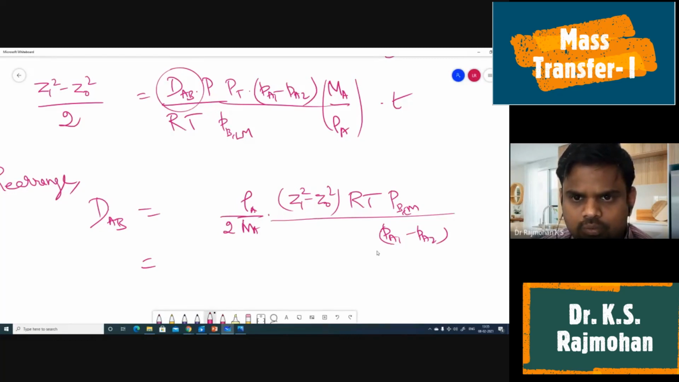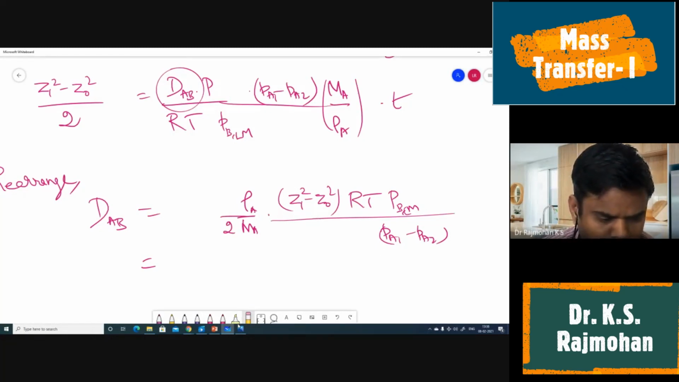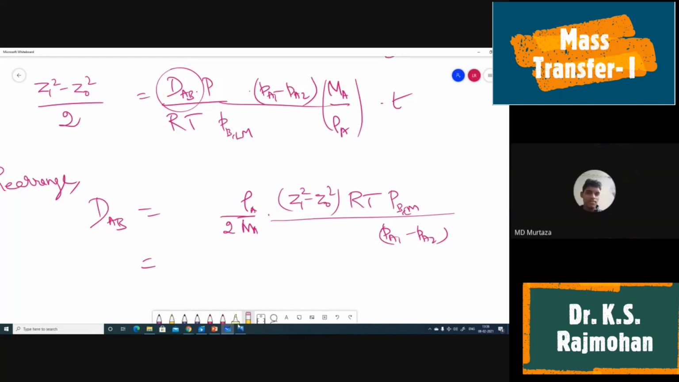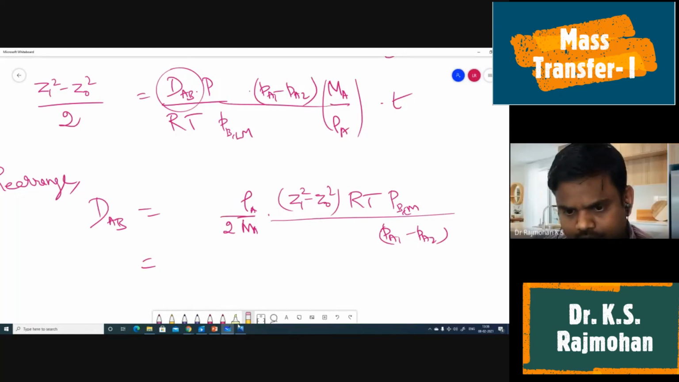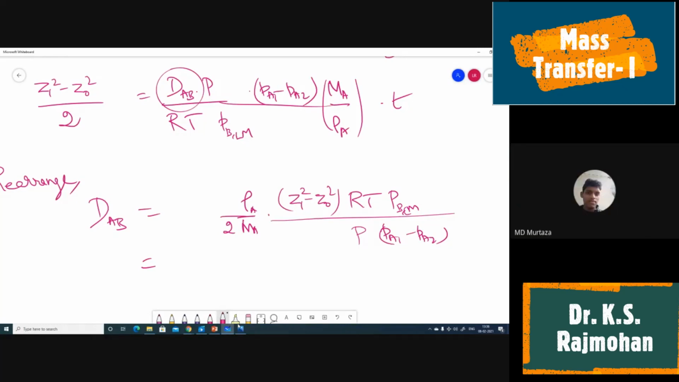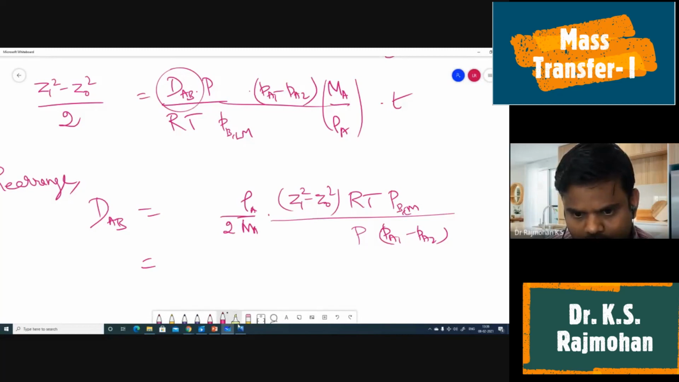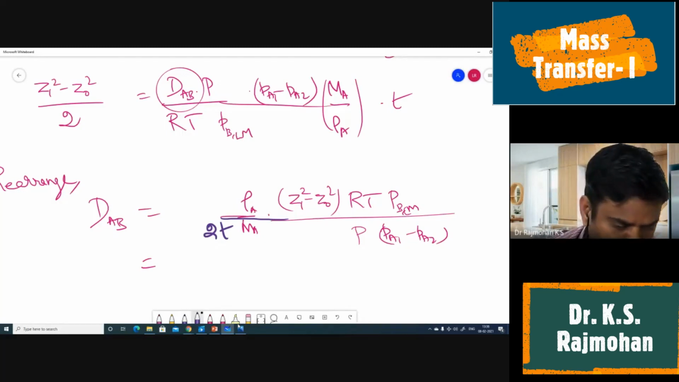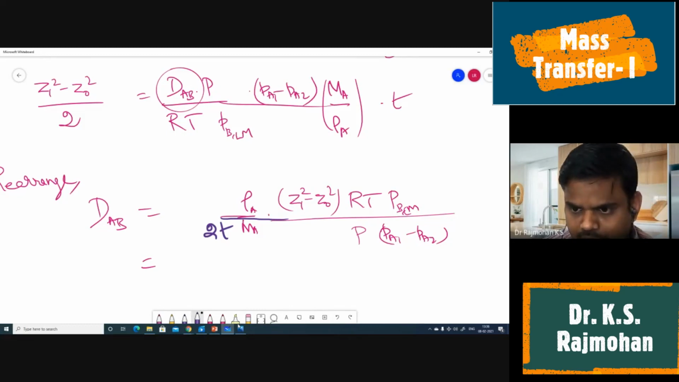Why 2 times I have written P total. So P total will be in the denominator. P by RT, is it always? So we have P, RT, PA1 minus PA2 by PB logarithmic mean. Rho by M taken care of. Where is the time? It will come in the denominator. So always we write 2t here. Any term missing out? Z1 square minus Z0 square by 2 RT by PT rho by M PA1 minus PA2, PB mean also in the numerator.